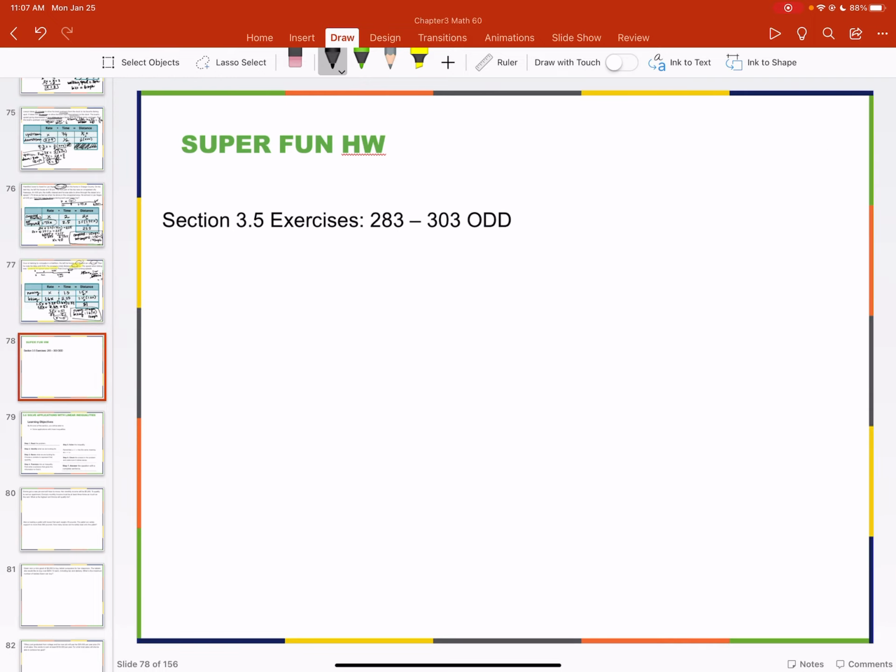And that's actually it for the section. So your super fun homework is section 3.5, the exercises 283 to 303 odd. So that's not that many problems, okay? So for those of you that are only doing every other odd, I highly recommend you just do the odds in this case because, odds for 20 problems, that's not that many, okay? So good luck, and I will see you on the next video.